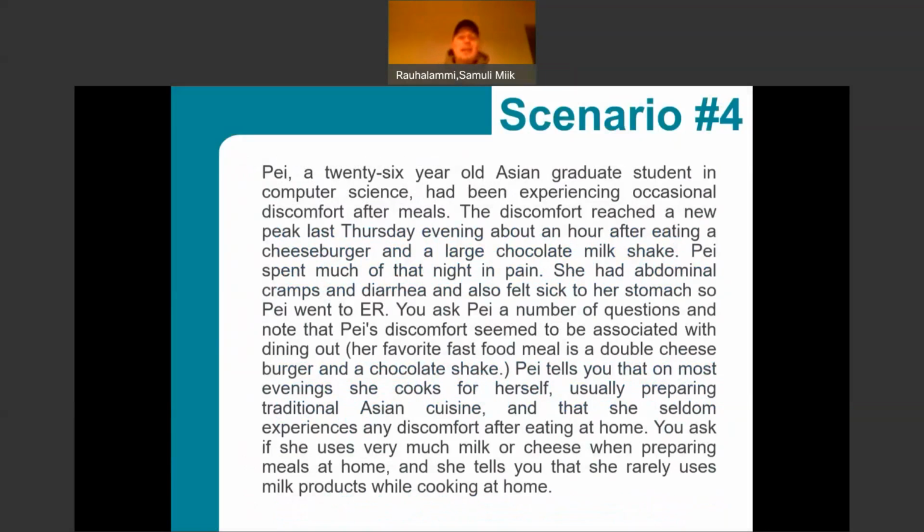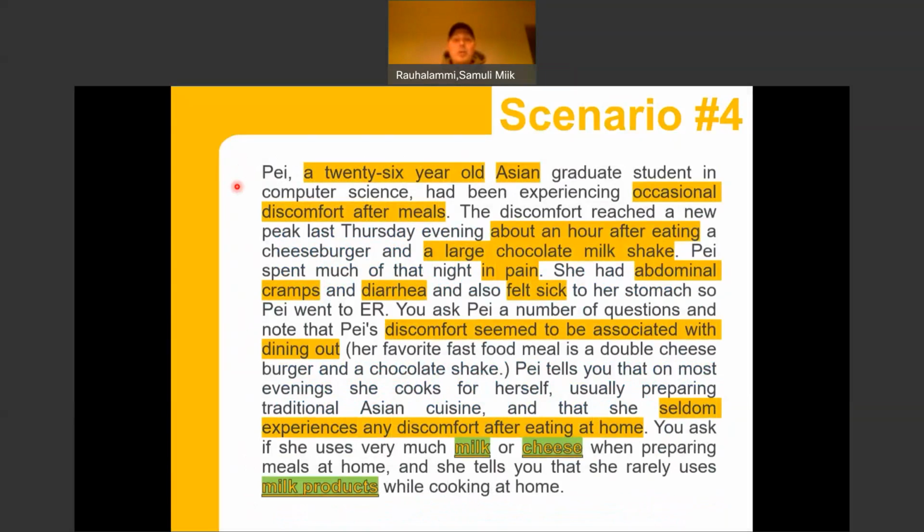In this case, we've got a 26-year-old Asian graduate student who's been experiencing occasional discomfort after consuming a meal. This got to the worst that it's been so far, about an hour after Pei had consumed a cheeseburger and a large chocolate milkshake. Pei ended up spending much of that night in pain, having abdominal cramps, diarrhea, feeling really sick to the stomach, and that triggered her to come to the ER.